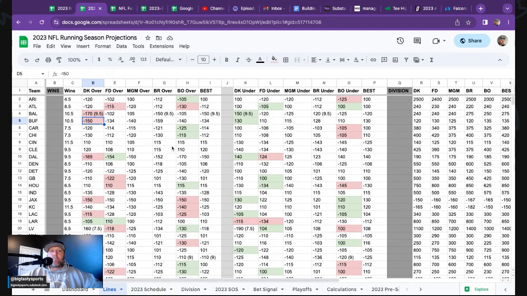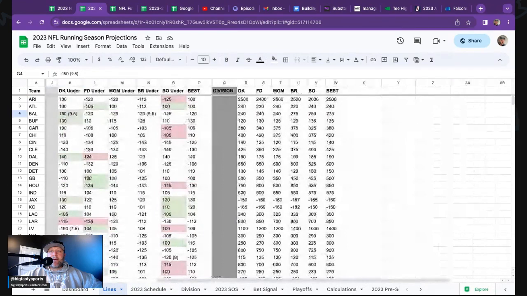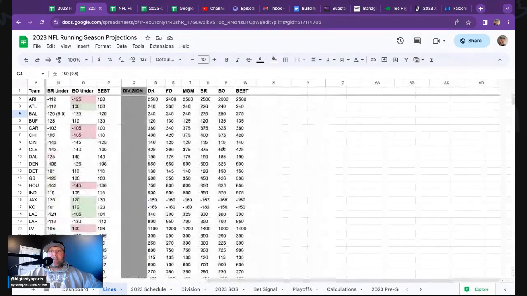The other thing that I will just point out briefly, that's probably pretty self-explanatory: if you look up here at Baltimore, there are a couple lines where it has 9.5 in parentheses. That's because most books have their over-under at 10.5, but DraftKings and BetRivers both have a 9.5. So I just indicate that beside it, and obviously that affects the line. In addition, we're going to come back to this, but I have the same thing for the odds to win the division over here.